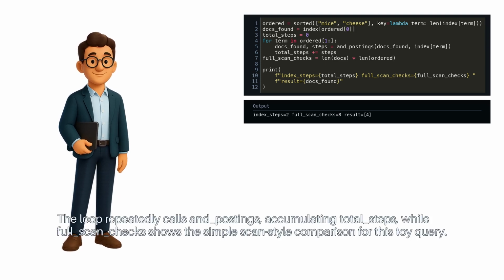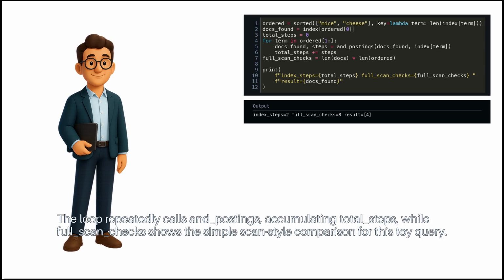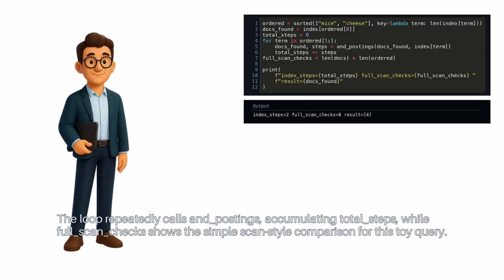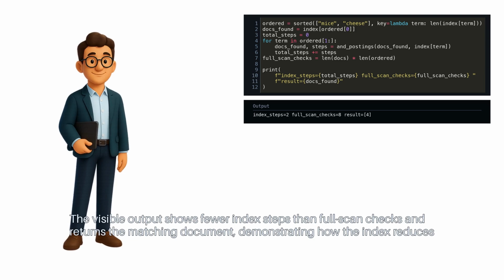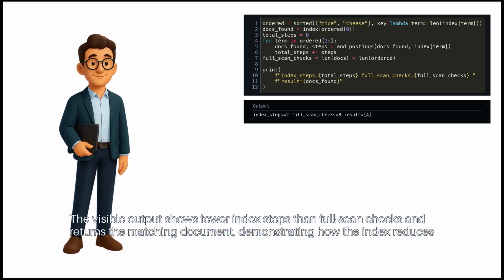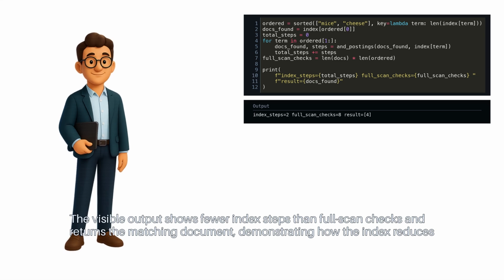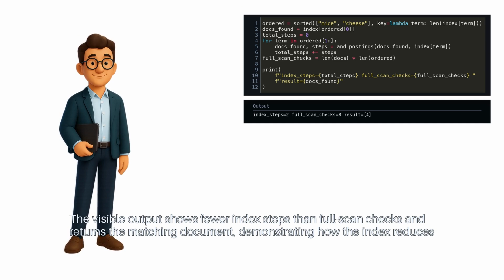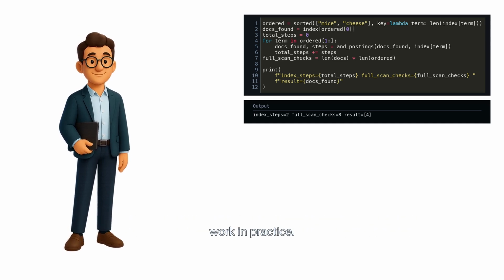The loop repeatedly calls AND postings, accumulating total steps, while full scan checks shows the simple scan style comparison for this toy query. The visible output shows fewer index steps than full scan checks and returns the matching document, demonstrating how the index reduces work in practice.